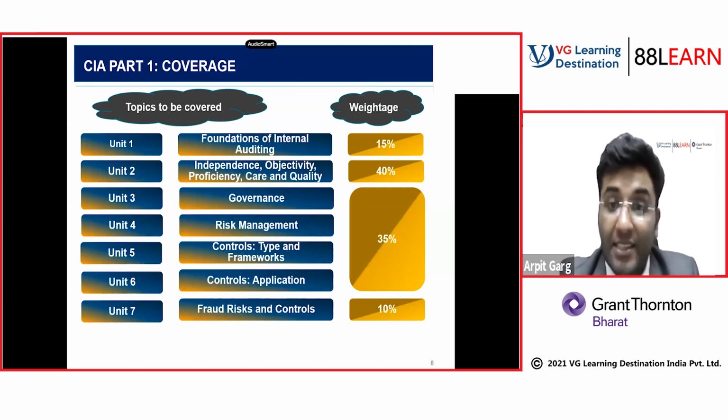Okay, so that's how we'll go strategically. We'll put a lot of emphasis on all the units, but during the revision portion, we'll put more focus on unit 1, unit 2, unit 7. We should be very thorough, and we should not be giving any incorrect answer in any of those units, so that we are very sure to clear the CIA part 1 program in one go.